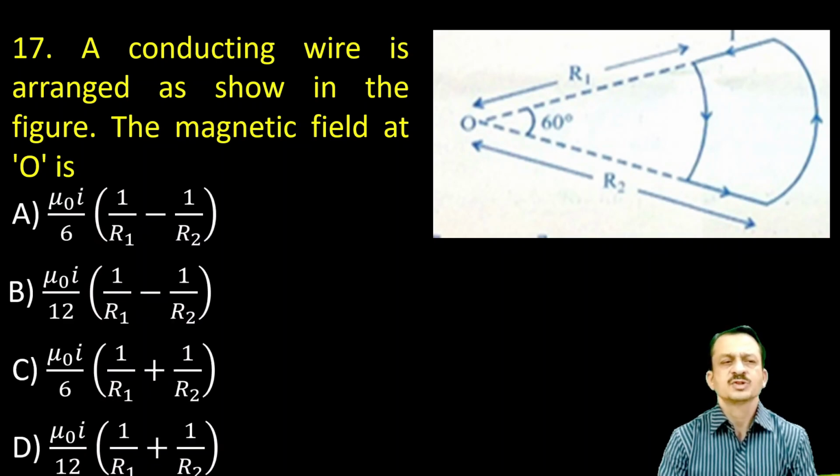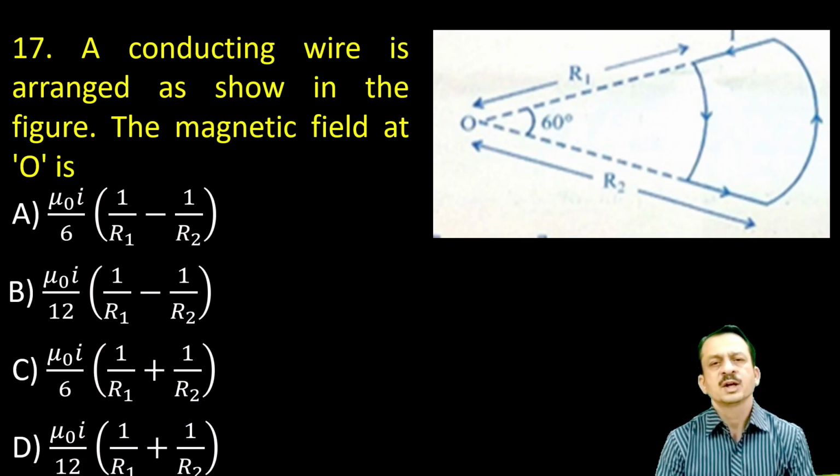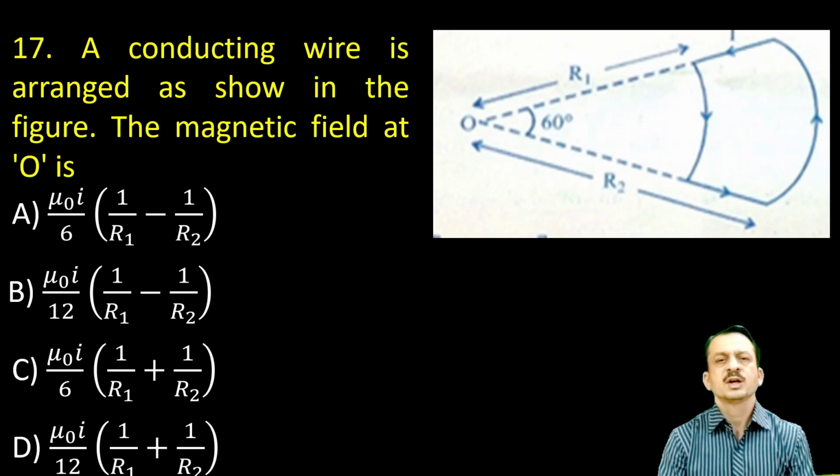Now look at the options. A, mu naught I divided by 6 into 1 by R1 minus 1 by R2. B, mu naught I divided by 12 into 1 by R1 minus 1 by R2. C, mu naught I divided by 6 into 1 by R1 plus 1 by R2. And D, mu naught I divided by 12 into 1 by R1 plus 1 by R2.